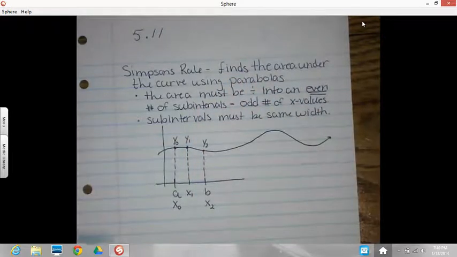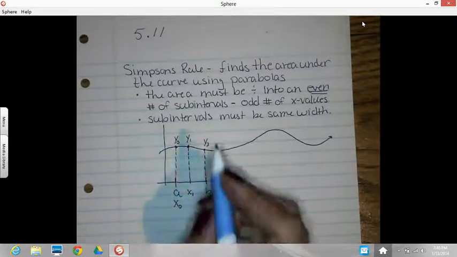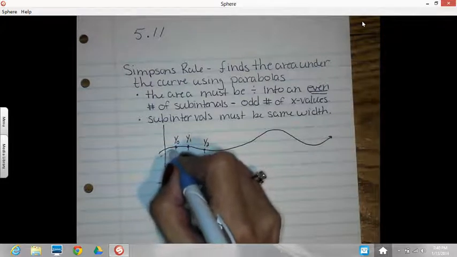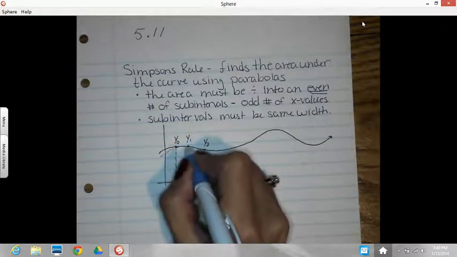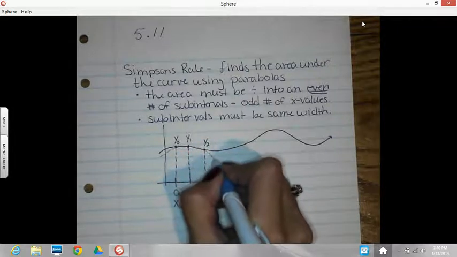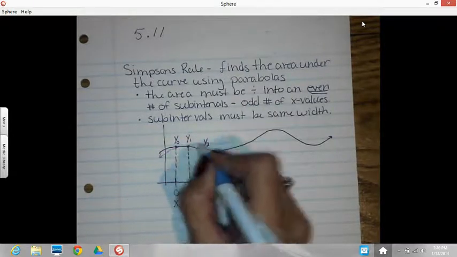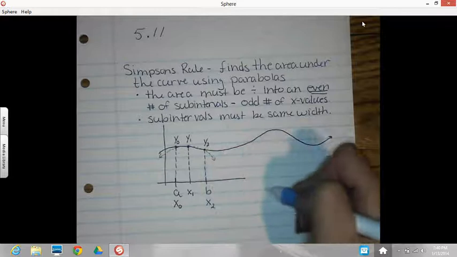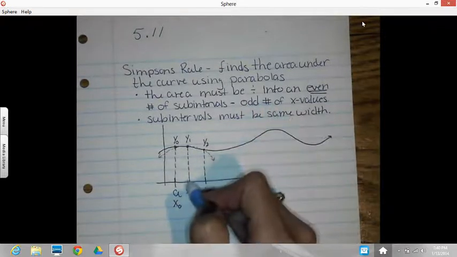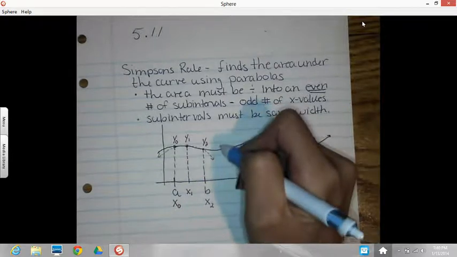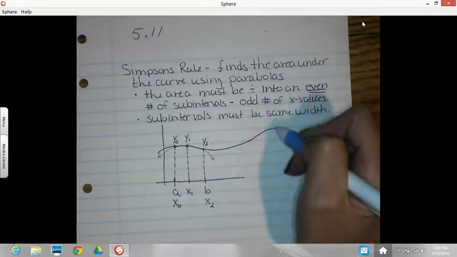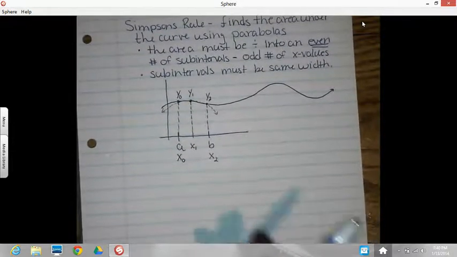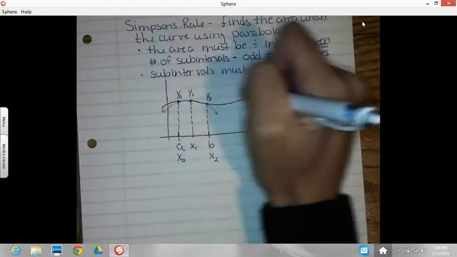It takes those and finds a parabola that would go through these. So maybe the best fit parabola would be one that did this. And it finds the area under that parabola. And if I wanted to extend my B out, I just keep making more same width subintervals and go y3, y4, all the way out to the end wherever I might have B at.